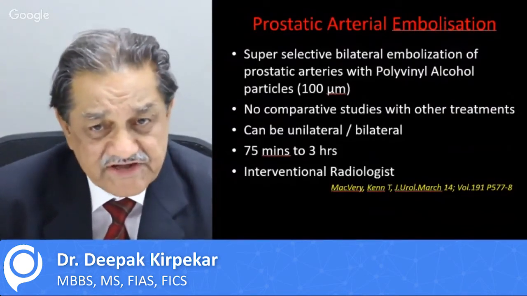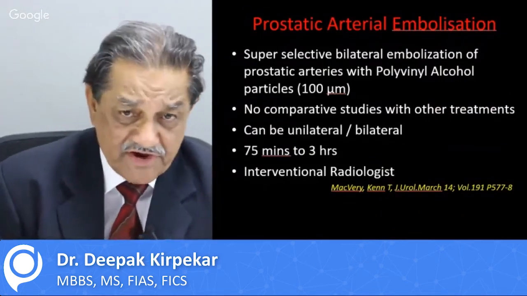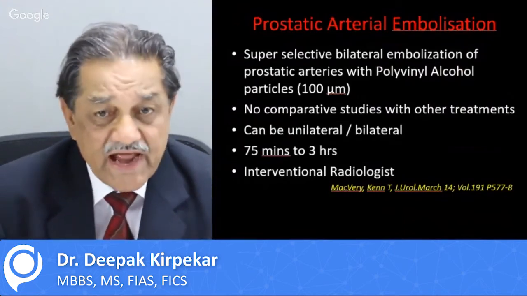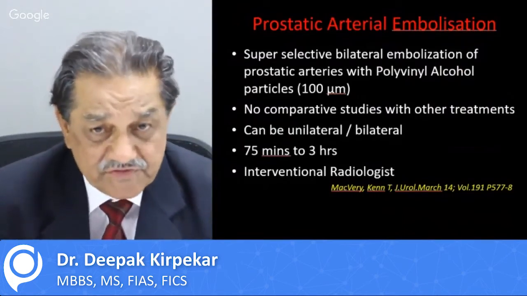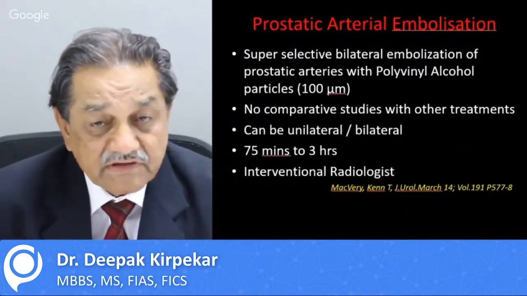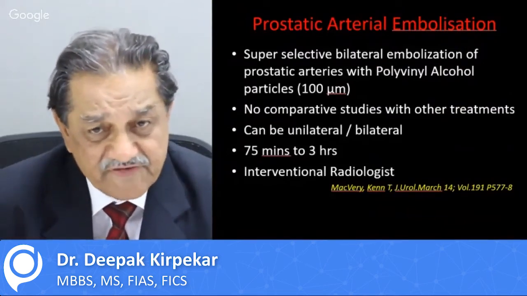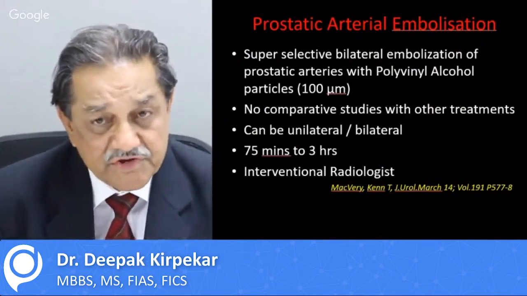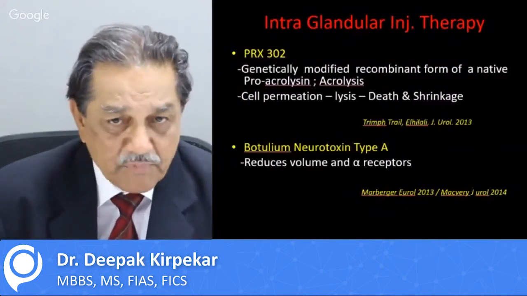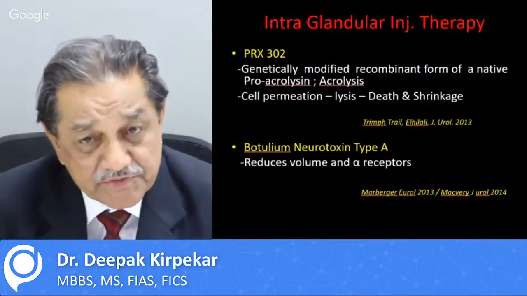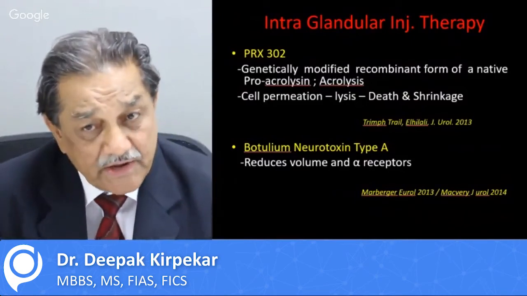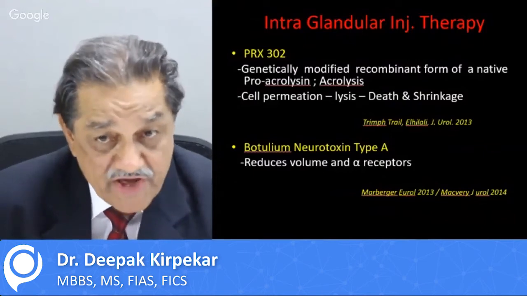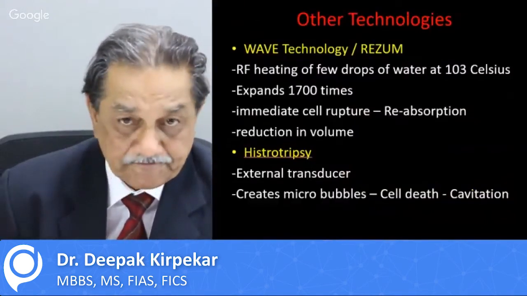Prostatic artery embolization is a difficult procedure. This is done by interventional radiologists. The data that we already have tells us that unilateral embolization is good enough to cause reduction, but finding the prostatic artery is a very difficult task, and sometimes people have taken as much as 3 hours. We are waiting for human reports to come through. Botulinum neurotoxin injected into the prostate is another concept which paralyzes alpha receptors as well as causes reduction in the prostatic volume, awaiting long-term results.